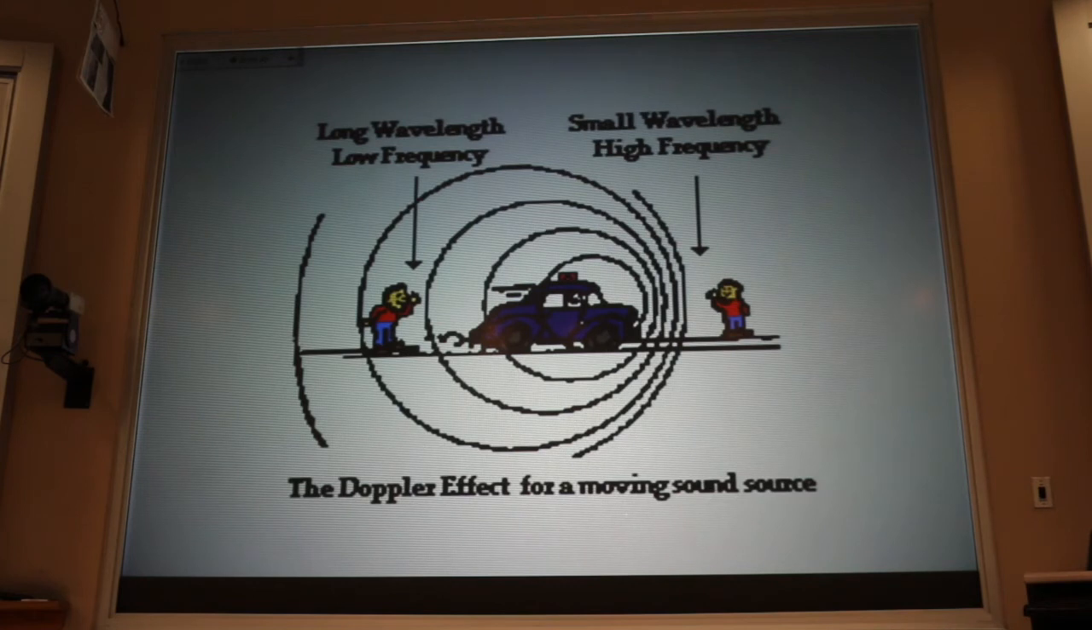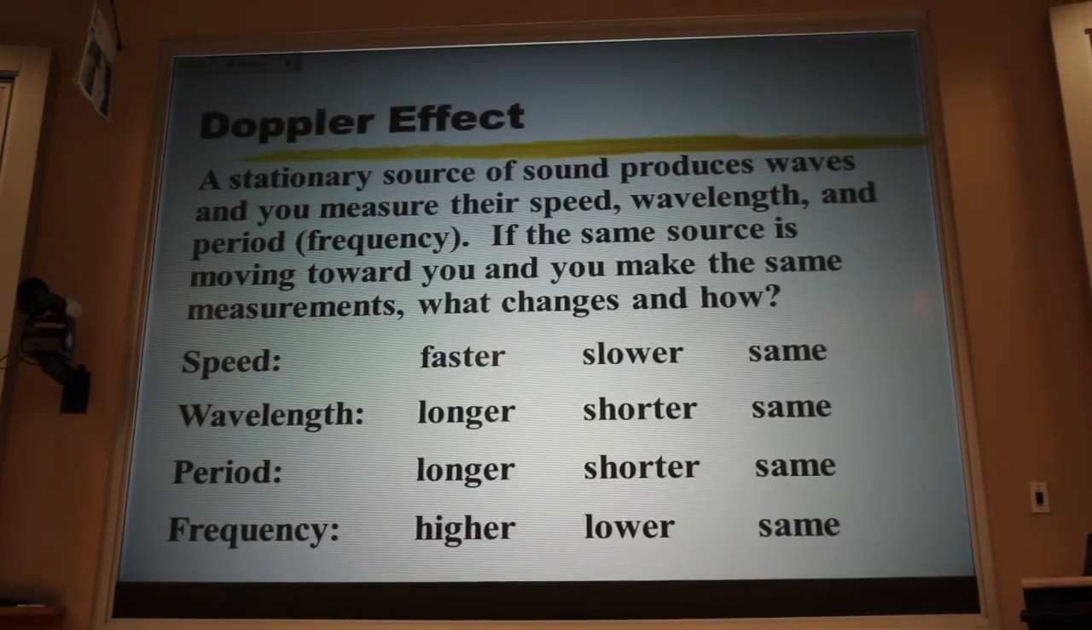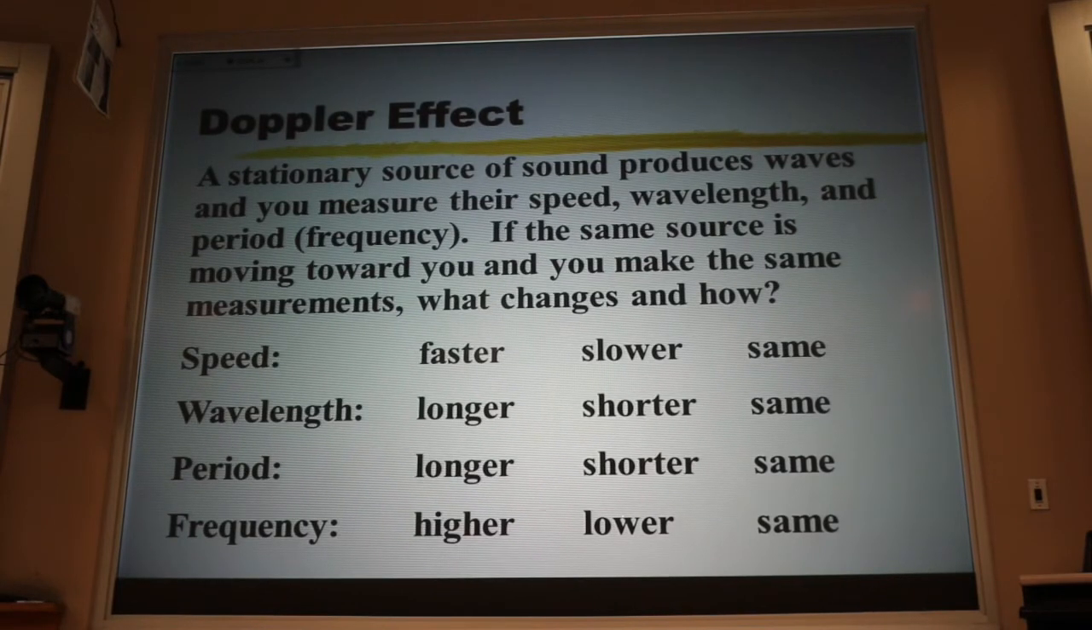But anyway, this is an explanation of the Doppler Shift. Okay, so let's summarize. If you have a stationary source like that siren we just used, it produces waves, and if we measure their speed, wavelength, and period, the speed is going to be 343 meters per second at room temperature. And we measure the frequency, say it's 400 hertz. We measure the wavelength. And then we take that source and we move it towards you, or we move you towards it. Same. Okay? So the question is, what changes as that source is moving towards you?